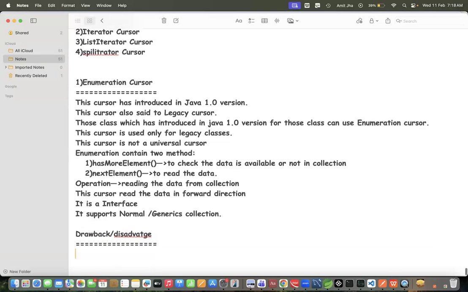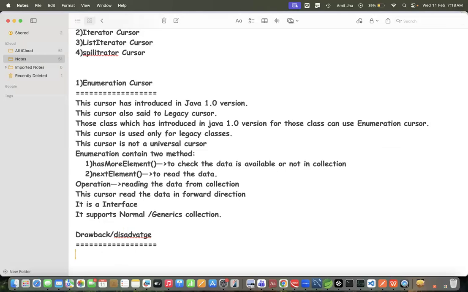See what is the drawback and disadvantage. First, it is used only for legacy classes. Yes or no? This is the biggest disadvantage. It is used only for legacy classes. This is a big problem. Yes or no? It is the most big problem here: it is used only for legacy classes.